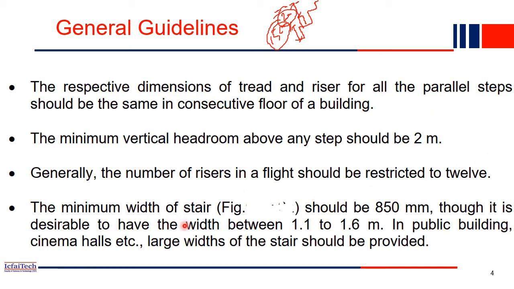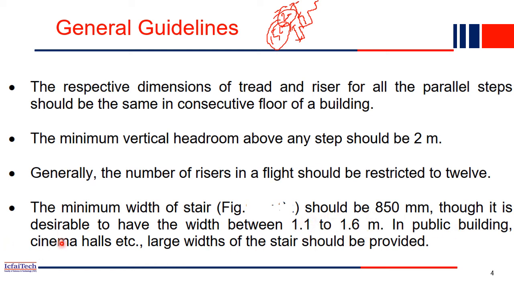The minimum width of the stair, if you see from the plan, should be 850 mm. These are the approximate general values you will find. So whenever you design a staircase you can choose 850 mm or 1 meter width, depending on which type of structure you are designing, how many people will be going up and down. Based on that you can choose the thread as well as the riser of a building. So the minimum width of the staircase should be 850, though it is desirable to have a width between 1.1 to 1.6 meter.